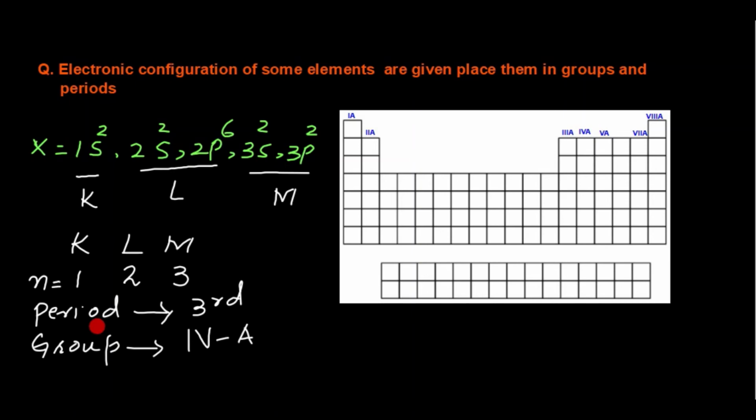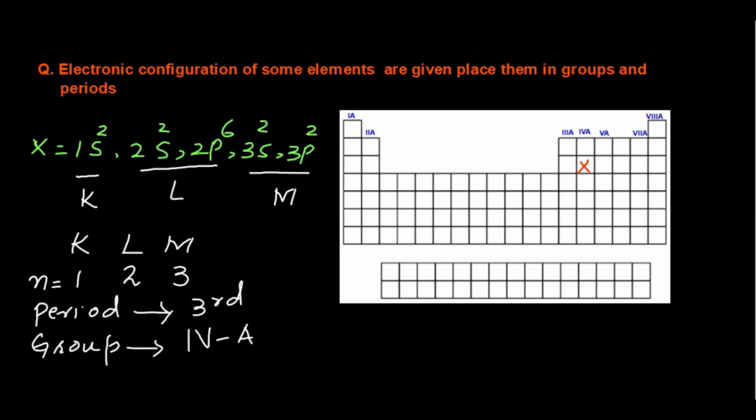Now, with the help of this information, we will find the position of this element X in the periodic table. What is the period of this element? Third. So this is 1, 2, 3. This is the third period of the periodic table. And where is group 4? This is group 4. Period number 3, group number 4. So this is the position of element X in the periodic table. Here we will write X.